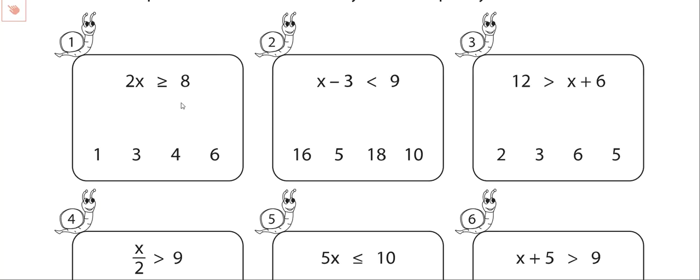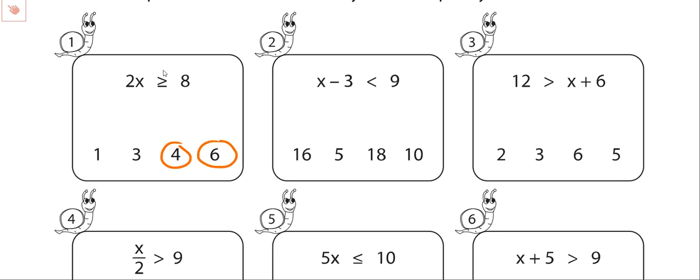We're saying 2 lots of x should be greater than or equal to 8, and you're being asked, out of these 4 options, which ones can I have? 4 and 6. So 2 times 4 would be equal to 8, and I'm allowed that, so that's fine. And 2 times 6 would be 12, which is greater than 8. These 2 are not allowed. So those are the 2 that work for the inequality.